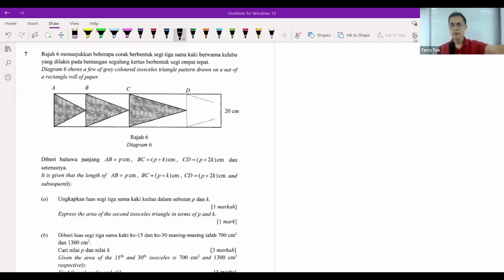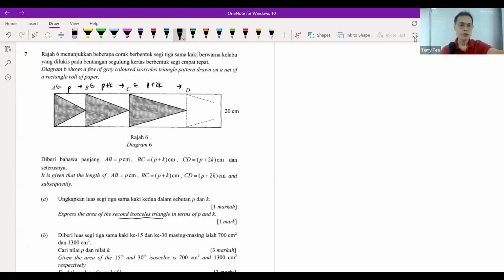Okay, question number 7. This is from the chapter progression from form 4, chapter 5. Diagram 6 shows a few gray colored isosceles triangle pattern drawn on the net of a rectangular roll of paper. Given that length of AB is P, the length of BC is P plus K, the length of CD is P plus 2K, and so on. So it by itself is an arithmetic progression. You're supposed to express the area of the second isosceles triangle in terms of P and K.